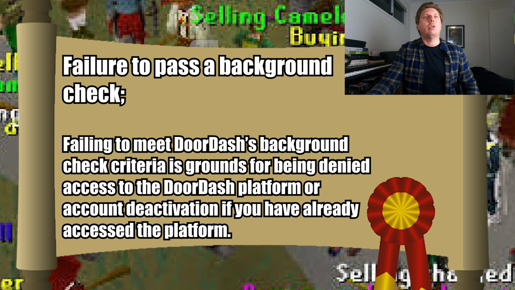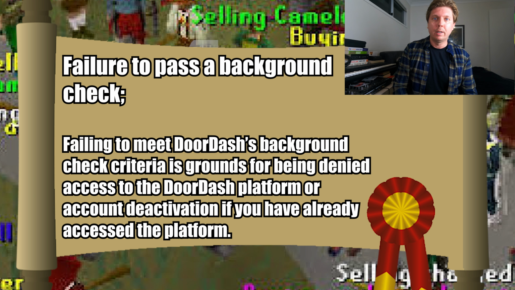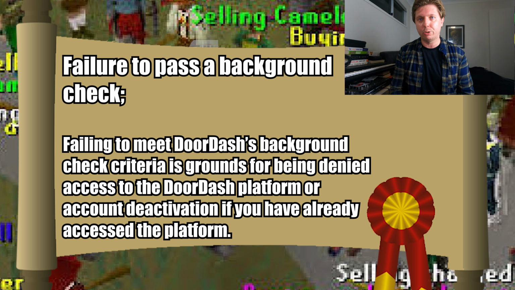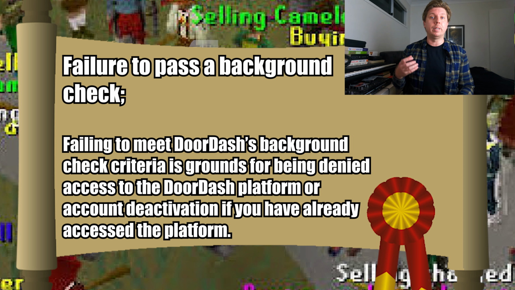Failure to pass a background check. Failing to meet DoorDash's background check criteria is grounds to be denied access in the first place on DoorDash's platform, or account deactivation if you have already accessed the platform. DoorDash does run background checks even after you've signed up and you've been dashing for a while. They'll sporadically, maybe once every year, every 2 years, do an audit and run background checks again on people. If you do get flagged with a criminal record or background check that's not satisfactory, your account will be deactivated.